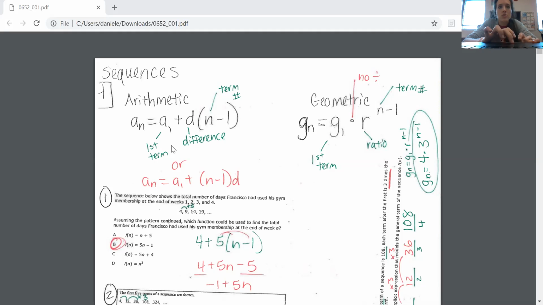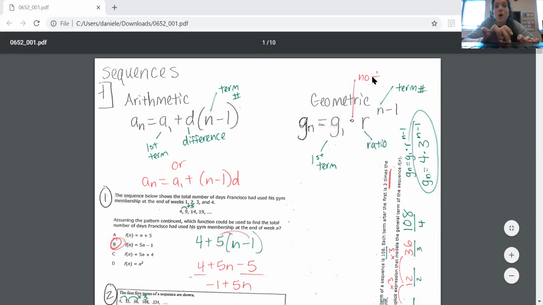So A1 is your first term, D is called your common difference, N is the term number, and we use arithmetic when we're adding and subtracting in our pattern. Now, don't let it throw you off if this difference is written behind the parentheses. It means the same thing. Over here with geometric, no division, only multiplication, but first term, ratio, and a term number for you there.